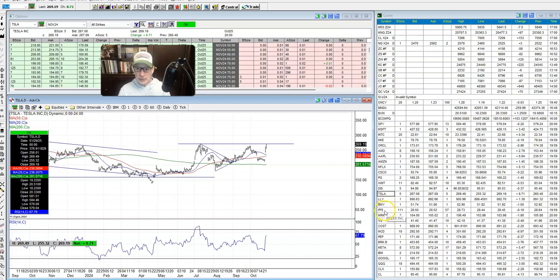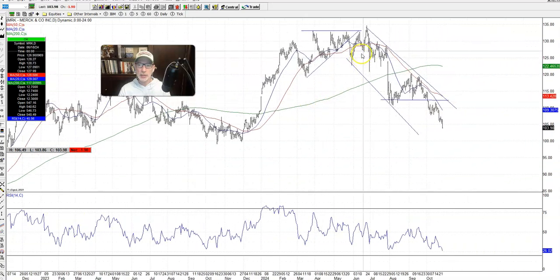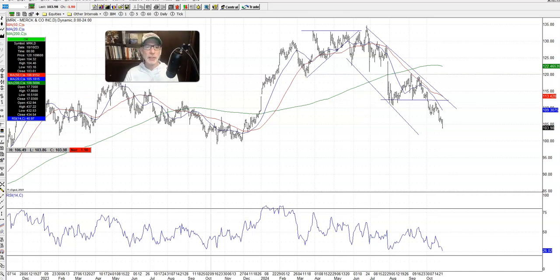Let's see, what else is good? Merck is something I wanted to show you because this was a stock in a downtrend. And I said, a lot of people want to try to pick a bottom, they want to be the hero and get a stock when it's on its lows.